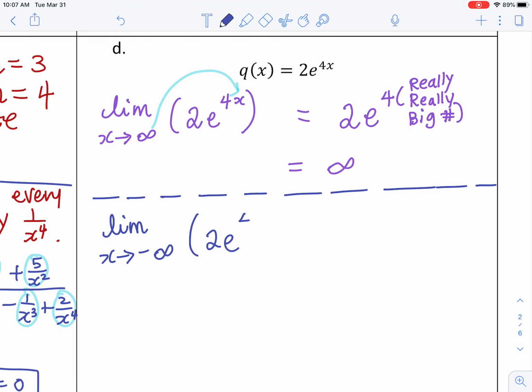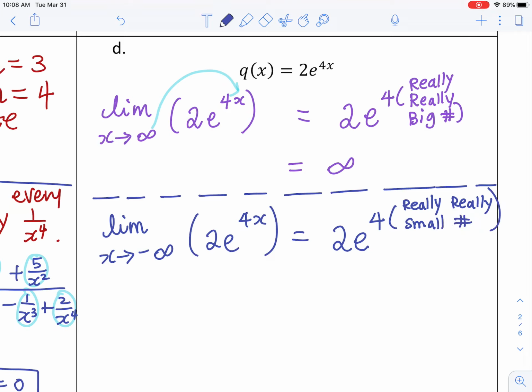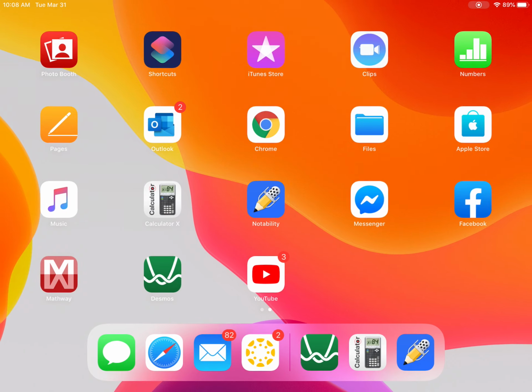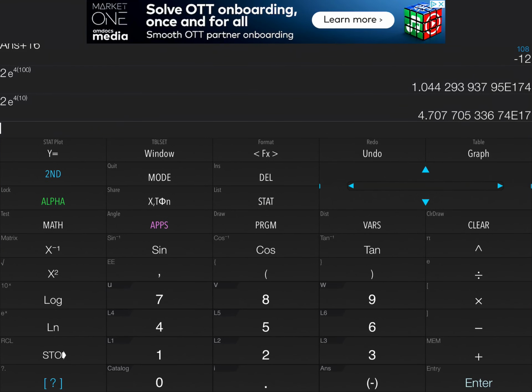The limit as x approaches negative infinity of 2e^(4x). Now let's see what that's going to give us. 2 times e raised to 4 times, well, this is going to be a really, really small number this time, right? I feel silly writing this, but that's the idea. You're plugging in a really, really small number, negative infinity, into x. So let's see what will happen.